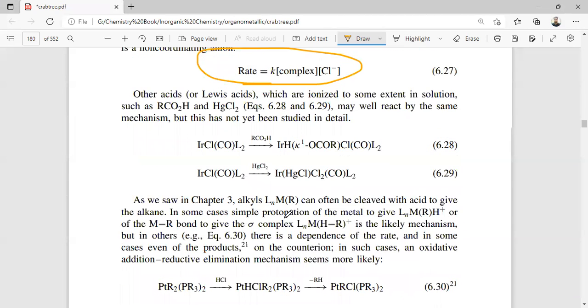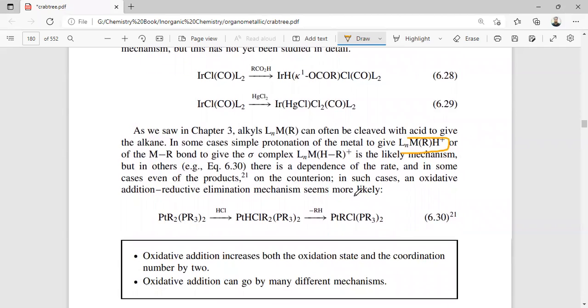So metal alkyls are often cleaved with acid to give the alkane. In some cases, simple protonation of the metal to give a hydride cationic intermediate, or protonation of the M-R bond to give a sigma complex, is the likely mechanism, but in others there is a dependence on the rate of the reaction. In the opposite case, the oxidative addition and reductive elimination mechanism is more likely. So here the platinum complex reacts with HCl to form this intermediate, and then subsequent elimination of the alkane gives this product.